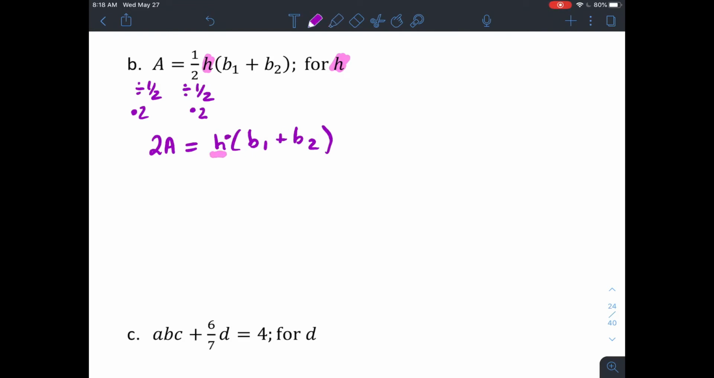And then h is being multiplied by that entire quantity, b sub 1 plus b sub 2. So let's divide by that entire quantity. If you do that to both sides of your equation, you'll just have h by itself equals 2a over b sub 1 plus b sub 2.